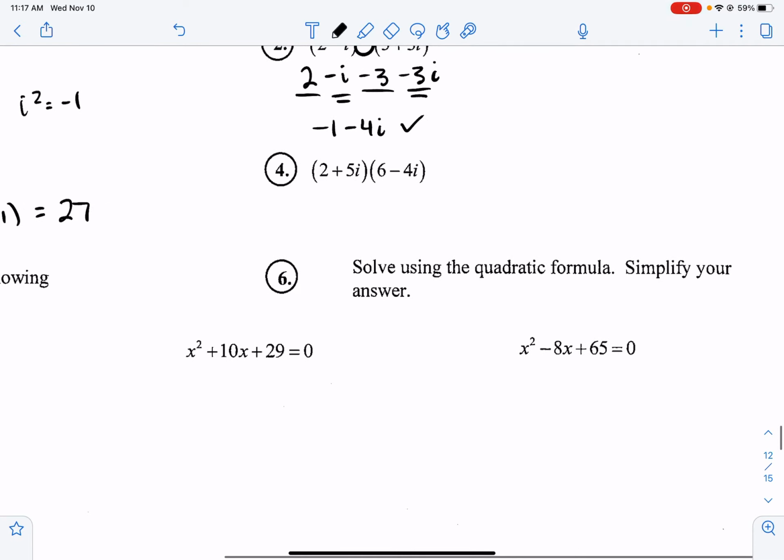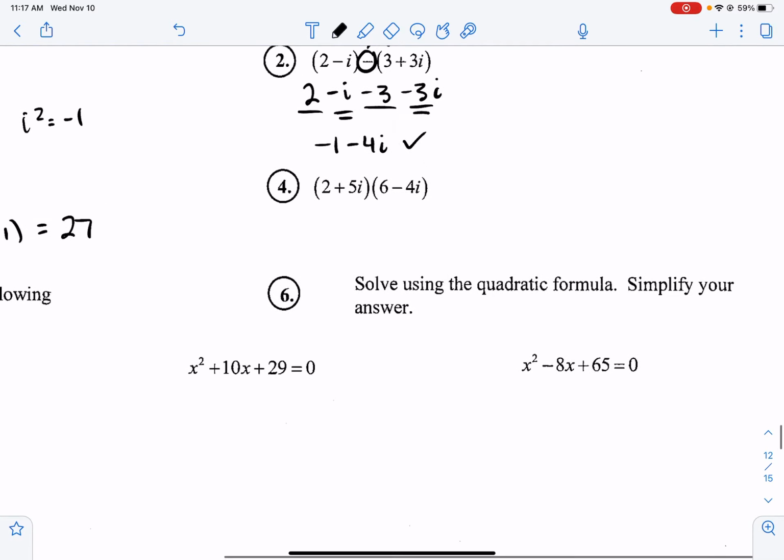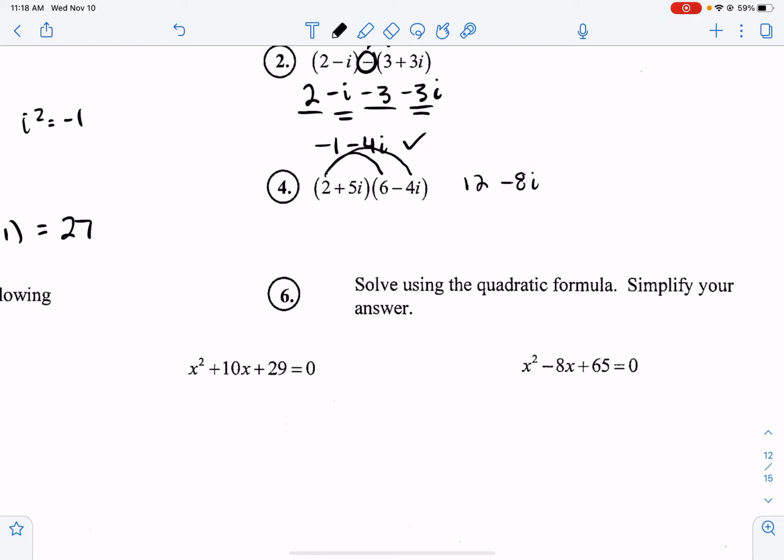So number 4, this one is a little bit more involved because we have to multiply 2 parentheses together. So I do 2 times 6 and get 12. I do 2 times negative 4i and get negative 8i. Then I take 5i and multiply it by 6. That's 30i. And then I take 5i and multiply it by negative 4i, and I get negative 20i squared.